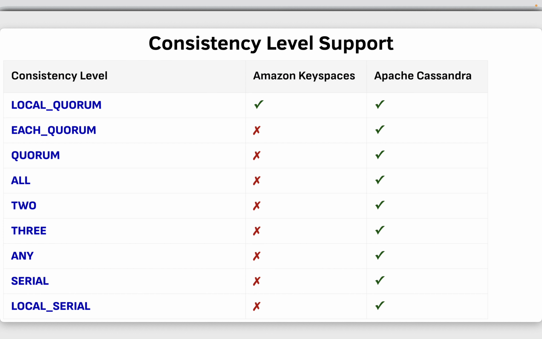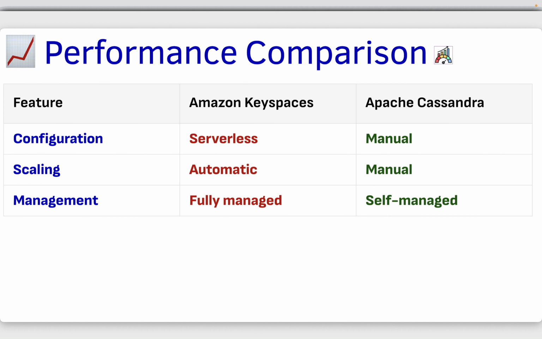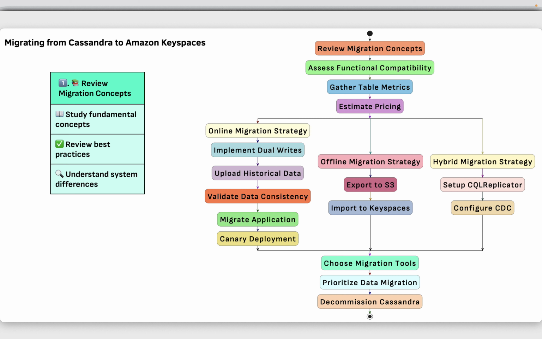So consistency level support, I just want to make it very obvious. Amazon Keyspaces only supports local quorum, and the others are not supported, while Apache Cassandra supports all the others, which are each quorum, all, 2, 3, any, serial and local serial. Performance comparison. Just to reiterate, configuration wise, we have seen serverless, scaling is automatic and fully managed, but with Cassandra, everything is manual and self-managed.